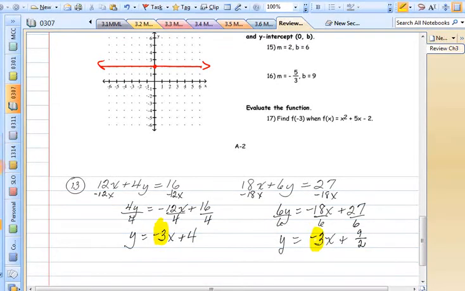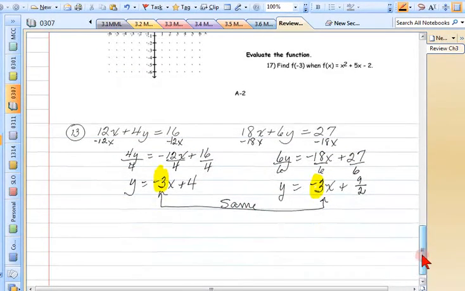I'm supposed to determine whether these are parallel, perpendicular, or neither. So what I have to do is compare the slopes. Because they are the same, the identical same slopes, these two lines are parallel. So that's my answer to 13.